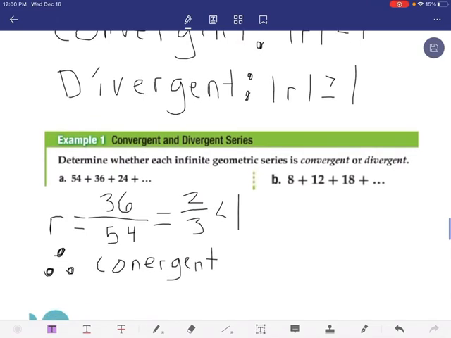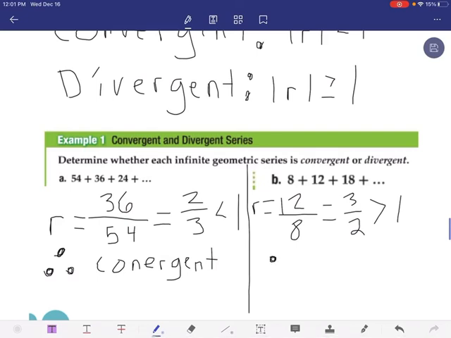So looking at the next example, we have 8 plus 12 plus 18. So again, we have to find our r value first. So we would take 12 divided by 8, which is going to give us 3/2. Well, note that 3/2 is greater than 1 this time. So our series will be divergent.